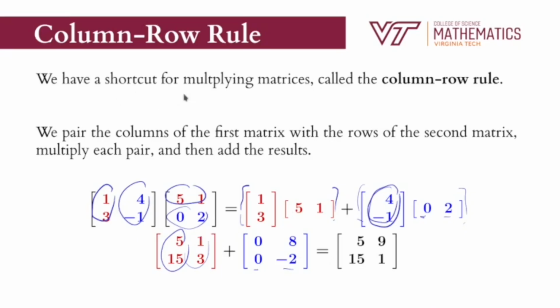We always do it in this order. So the first matrix always gets split into columns. The second matrix always gets split into rows.